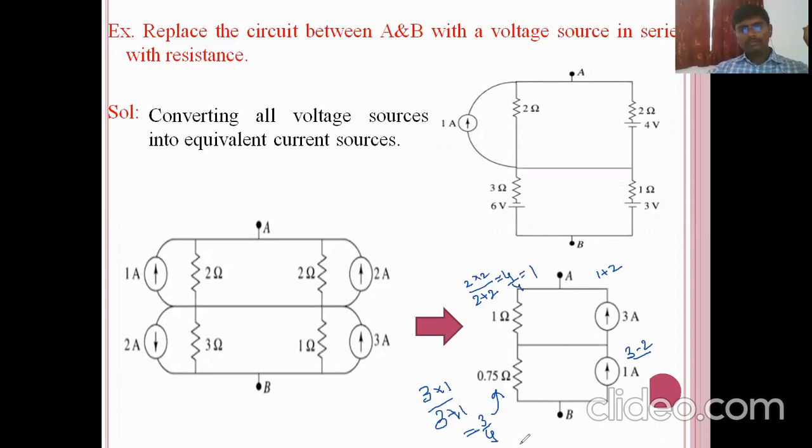But our task is to calculate the equivalent voltage source in series with the resistance. So now you convert this current source into a voltage source, and this current source into a voltage source, so that you get two voltage sources in series, where you can add these two voltage sources to have the resultant voltage source.